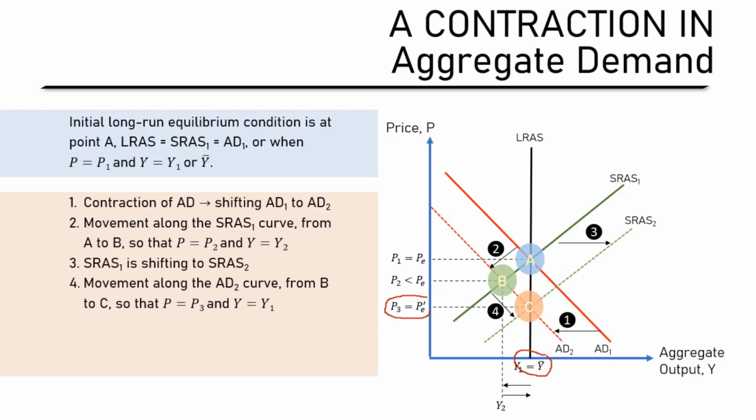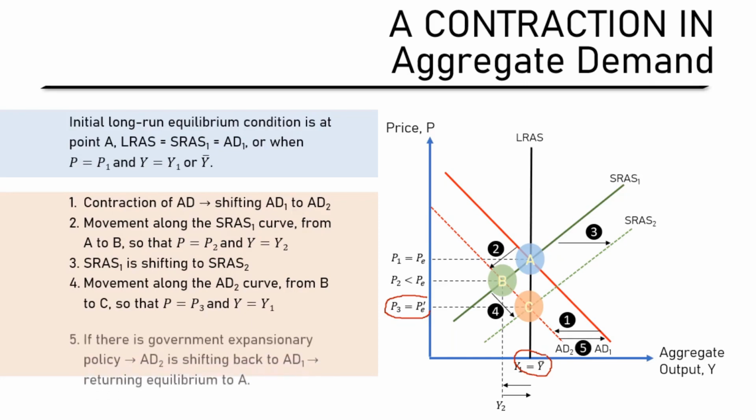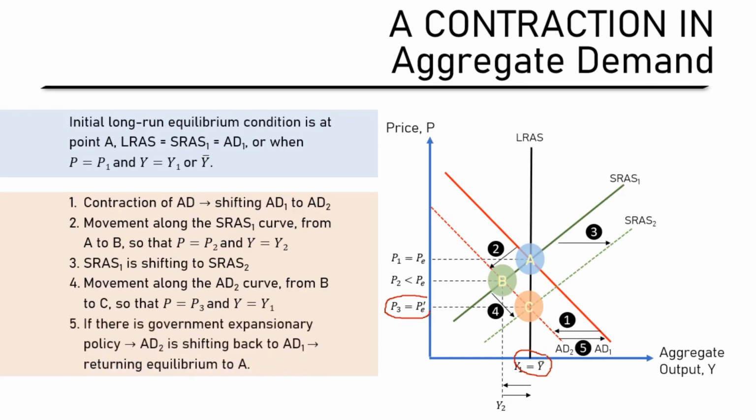Instead of achieving new long-run equilibrium at point C, policymakers may actually induce the economy to mitigate the severity of the economic fluctuations. Certain fiscal or monetary policy may shift the aggregate demand curve back from AD2 to AD1, leaving the long-run equilibrium unchanged at point A. But of course, to do so, they need sufficient speed and precision to really offset the initial shift of AD to AD2.